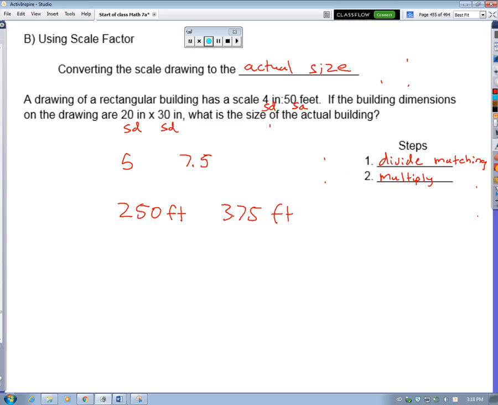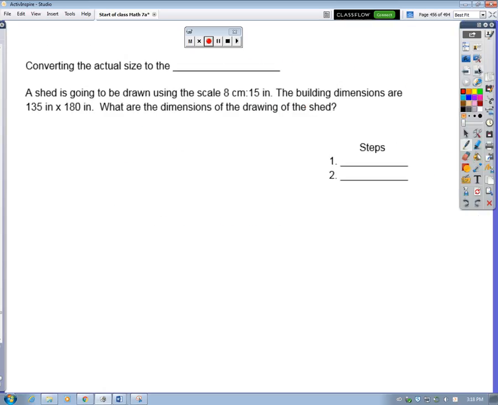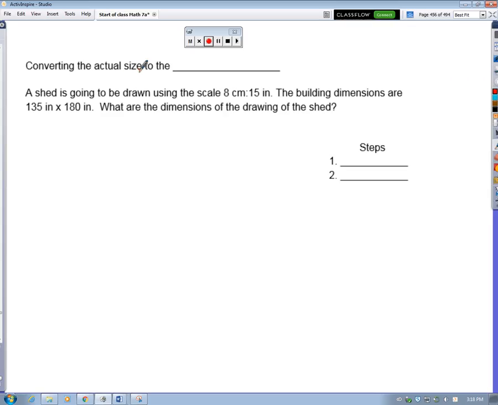Alright, now let's go the other way. And let's talk about if we have the actual size of something and we want to change it to the scale drawing size. Okay, so here's our problem. A shed is going to be drawn using the scale 8 centimeters on the drawing represents 15 inches in real life. The building dimensions are 135 inches by 180 inches. What are the dimensions of the drawing of the shed?